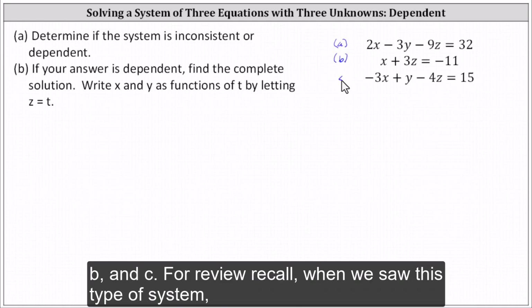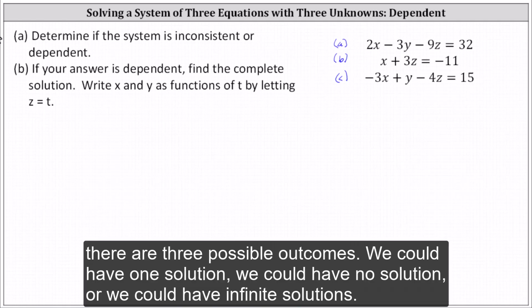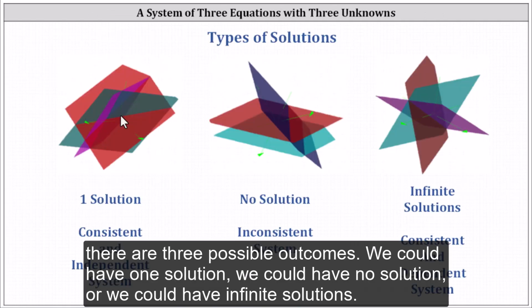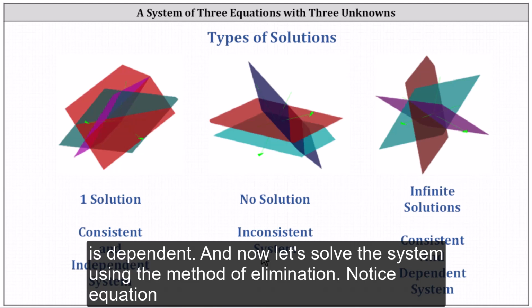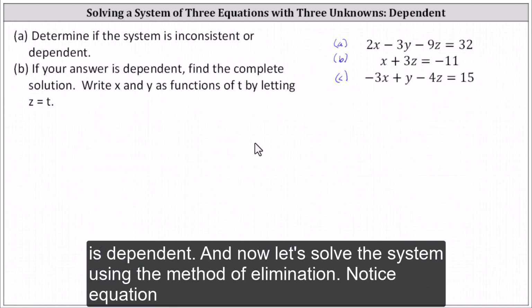B, and C. For review, recall, when we solve this type of system, there are three possible outcomes. We could have one solution, we could have no solution, or we could have infinite solutions. If the system has no solution, the system is inconsistent. If the system has infinite solutions, the system is dependent. And now let's solve the system using the method of elimination.